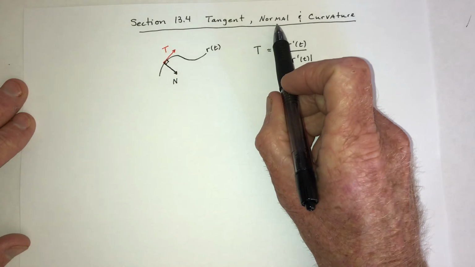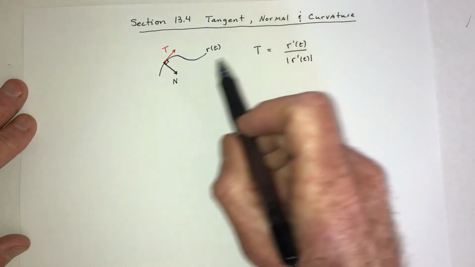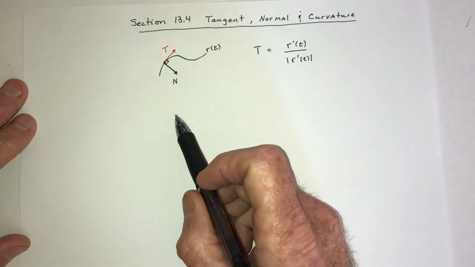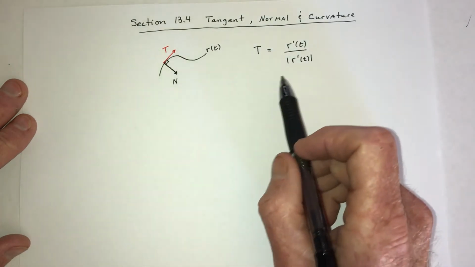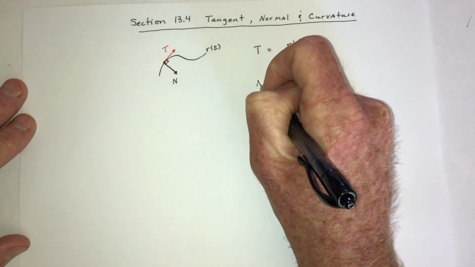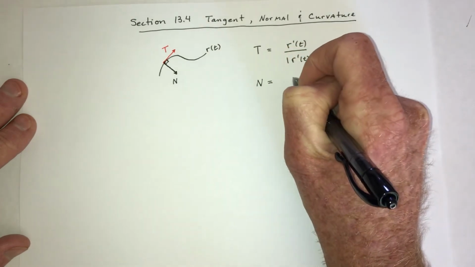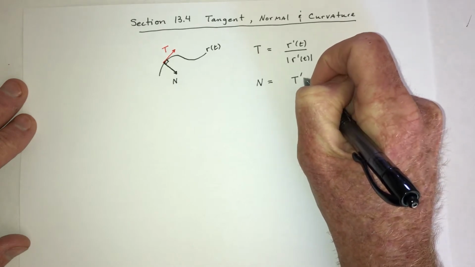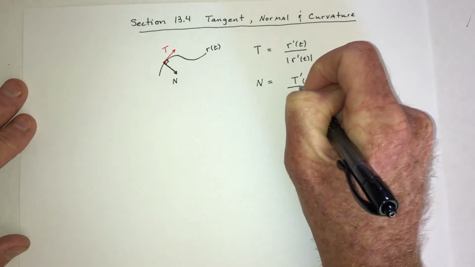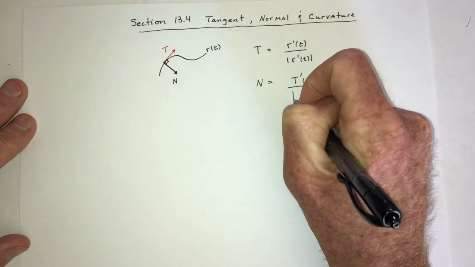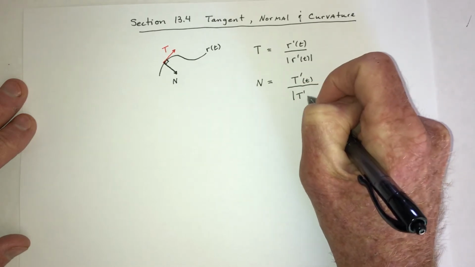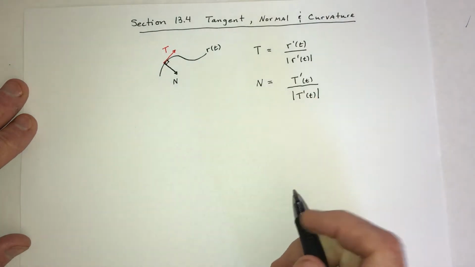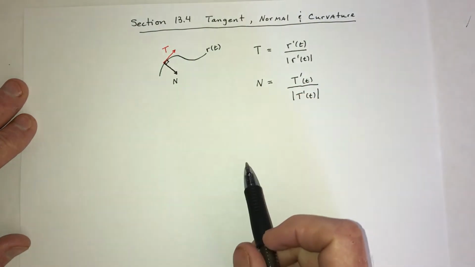Now, normal means perpendicular. So the normal vector is perpendicular to the tangent vector. In order to find the normal vector, that will be very similar to this. That will be the derivative of the tangent vector. And then to make that a unit vector, you divide by its length. And these two will be perpendicular.